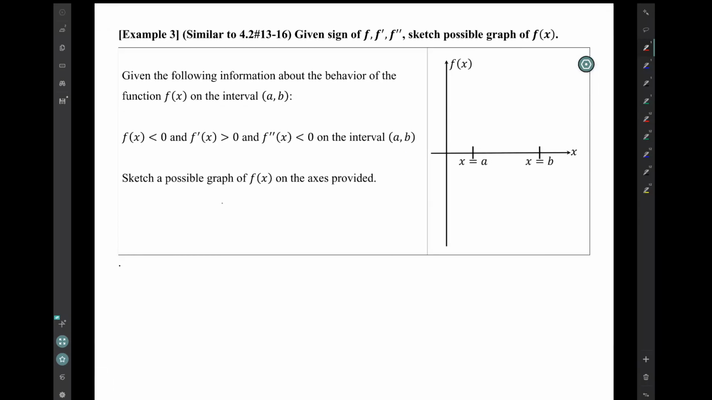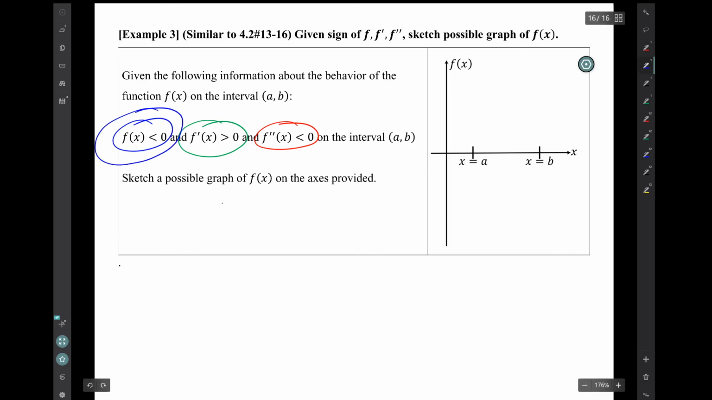In this example, we're given the sign of f, f prime, and f double prime, and we're supposed to sketch a possible graph of f. Well, we're told that f is less than 0, and we're told that f prime is greater than 0, and we're told that f double prime is less than 0. And we're supposed to sketch a possible graph of f. Well, let's translate this information into things that we can say about the graph. The blue information tells us the graph of f will be below the axis.